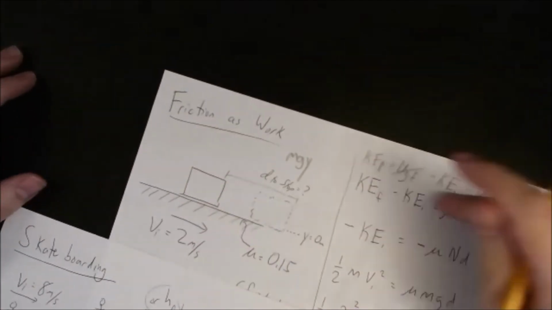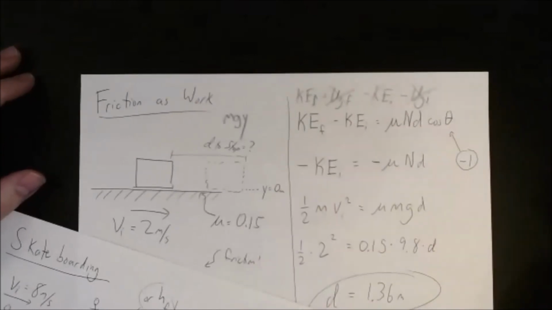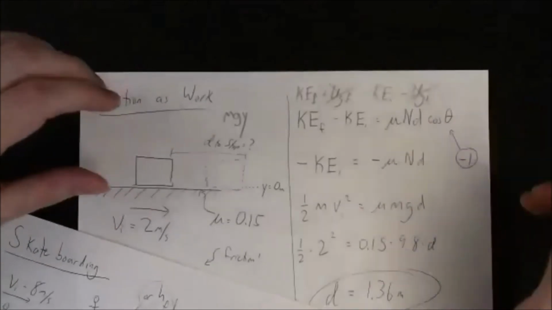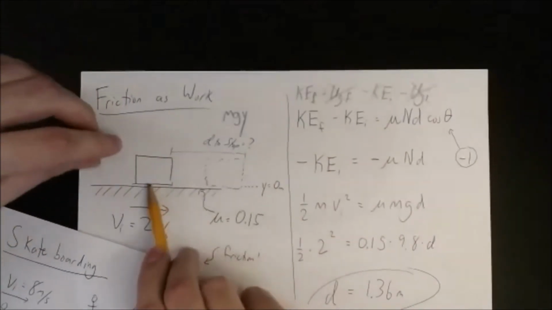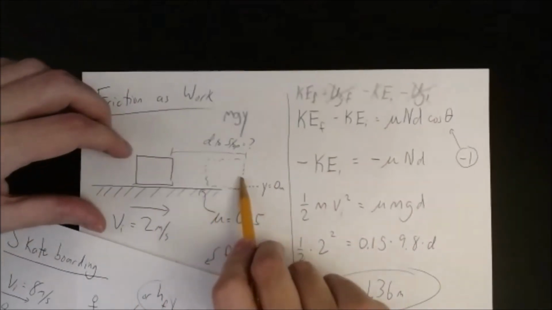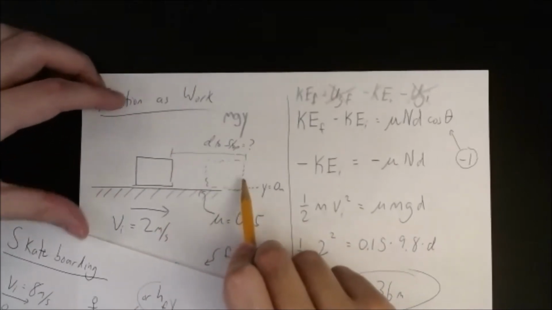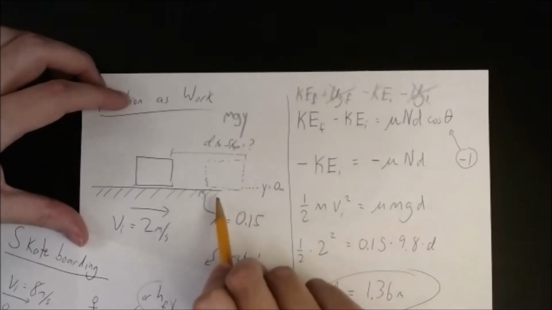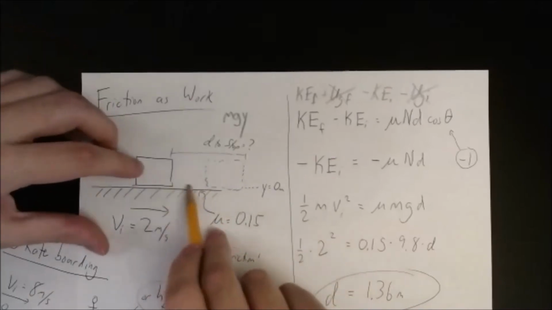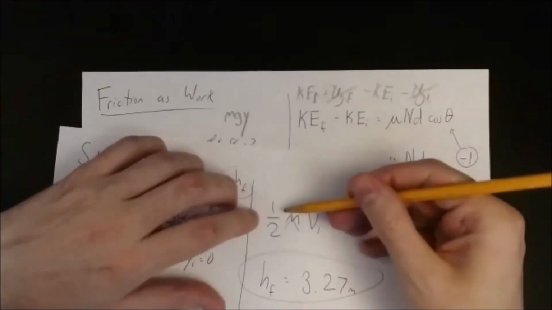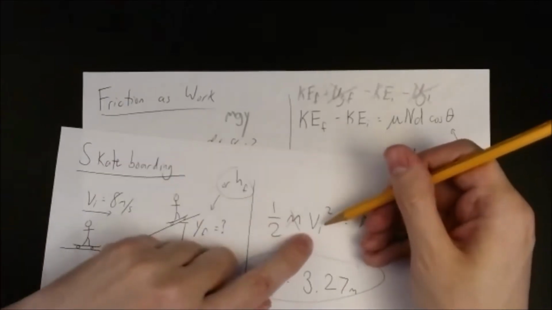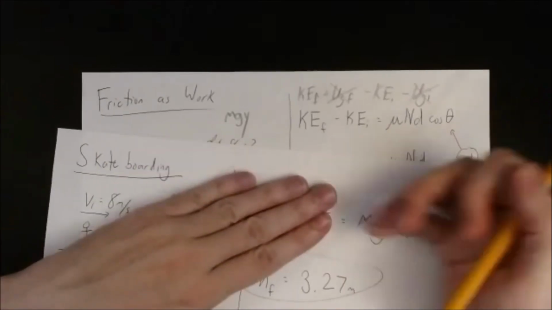Your other question, why was the final kinetic energy 0? Yeah, the question was, how far does it go before it stops? How far does it slide before it stops? If it stops, then it has no kinetic energy anymore. If the box stops, then its speed is 0, and if its speed is 0, it has no kinetic energy, because kinetic energy is 1/2 mv squared, and if v is 0, then kinetic energy is 0.